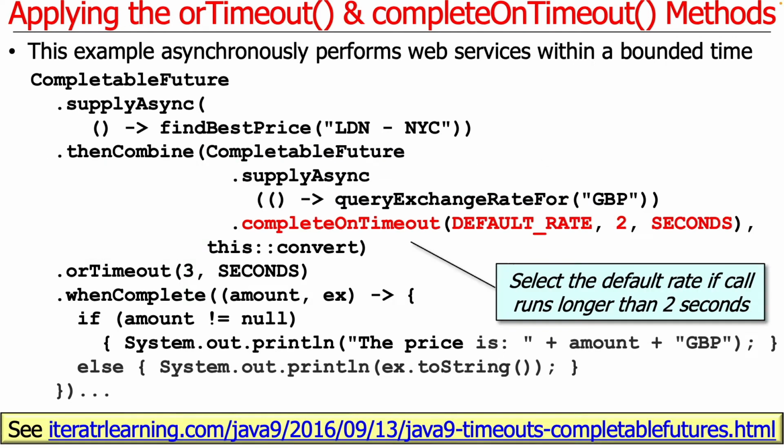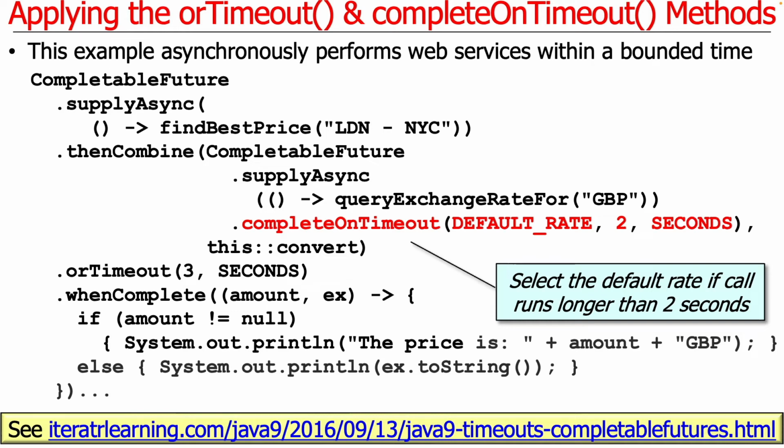So what we do here, when we do the exchange rate query, is have this completeOnTimeout call, which says if we don't find out what the exchange rate is within 2 seconds, we're going to take the default rate. So that's an example of giving a default if a timeout occurs.